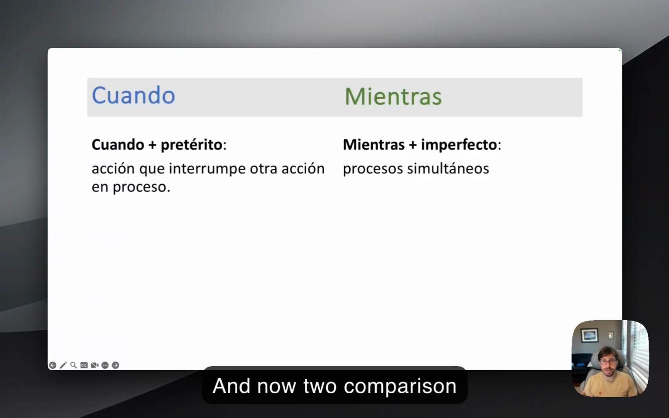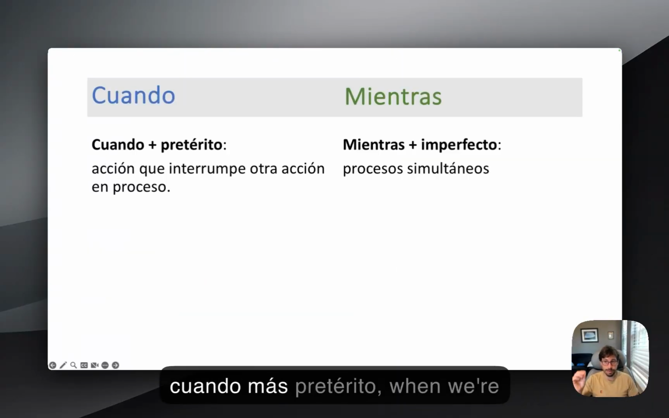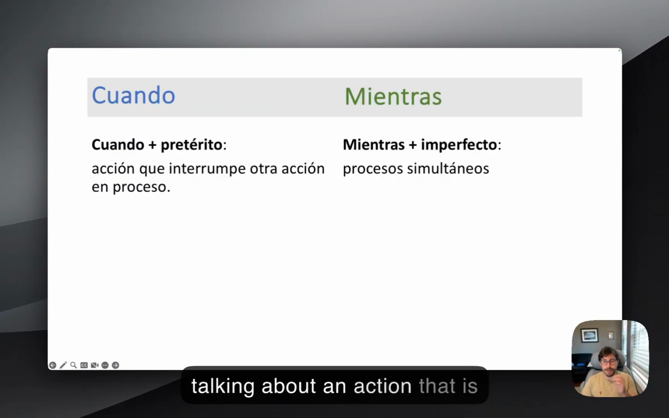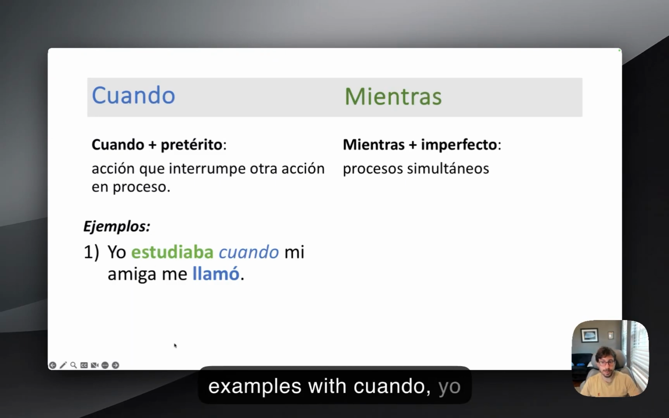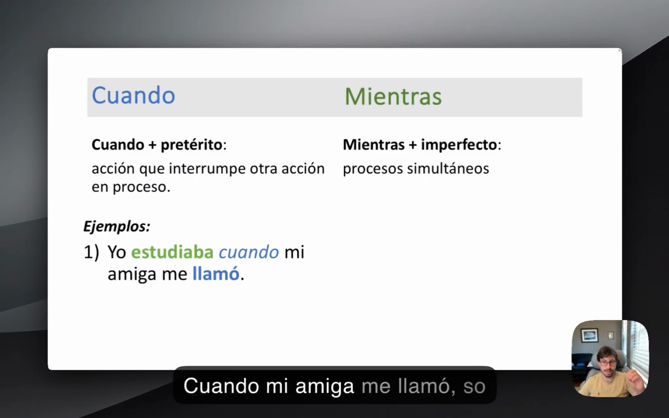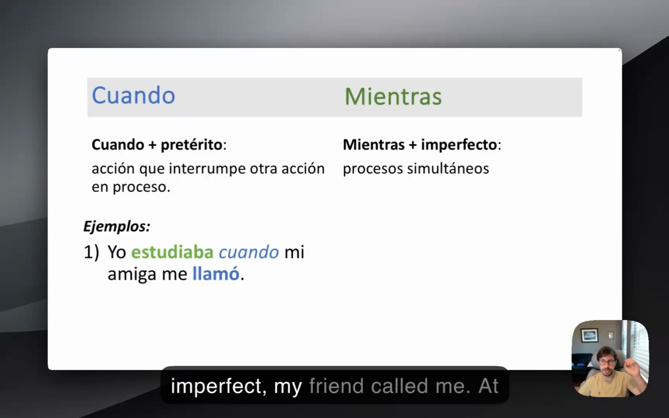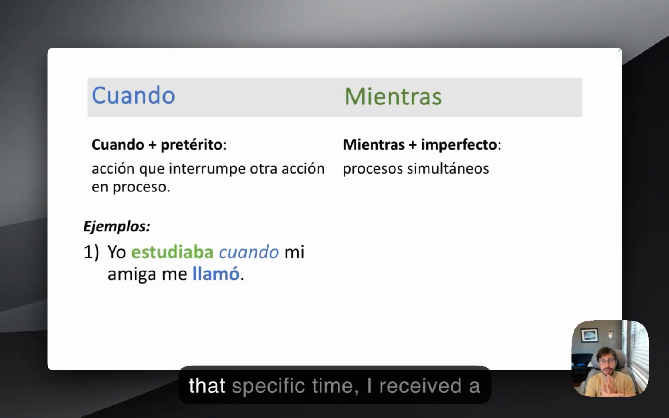And now two comparison examples. Cuando, we use cuando plus pretérito when we're talking about an action that is interrupting another action in progress. Instead, when we have mientras, we use mientras and imperfect when those actions are happening at the same time. So, examples with cuando: Cuando yo estudiaba, so I was studying, action in progress, imperfect. Cuando mi amiga me llamó, so while I was studying, -ing form, imperfect, my friend called me. At that specific time, I received a call.